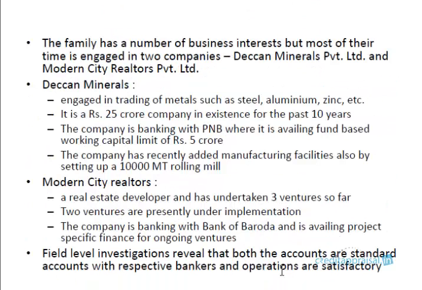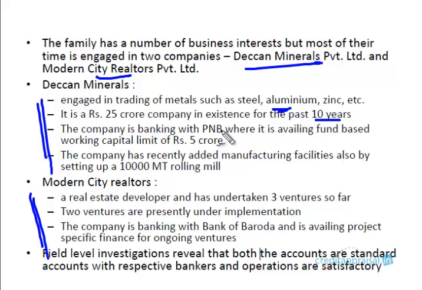Okay, we're also told that the company has got group accounts. This family has got interest in 2 other companies, Deccan Minerals and Modern City Realtors. We're given the details of these 2 companies. Deccan Minerals is engaged in trading of metals, not aluminum alone, but various metals, including aluminum, steel, and zinc. It's a 25 crores company existing for the past 10 years.